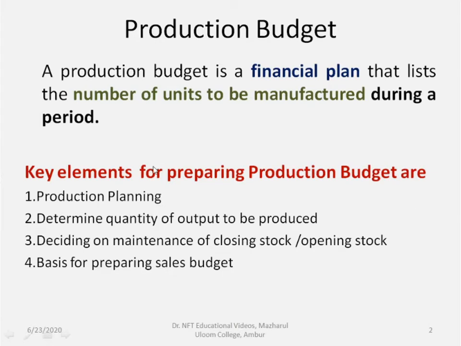The main key elements for preparing the production budget are: it helps in production planning, it helps to determine the quantity of output to be produced, deciding on maintenance of closing stock and opening stock, and it is a basis for preparing the sales budget. Therefore, we can say that a production budget details the cost required to meet the inventory requirements of the company. The production budget forecasts the cost needed to meet the sales demand for its products.